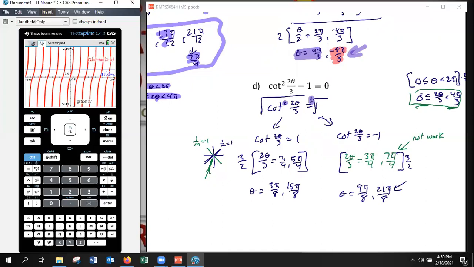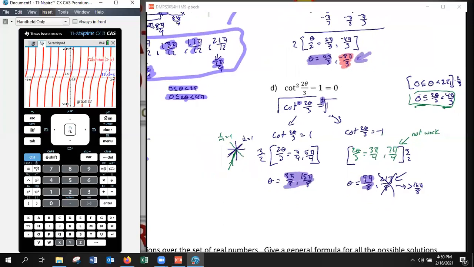21pi/8 is bigger. So this is bigger than 16pi/8. 16pi/8 is 2pi, which is why that is outside the domain from 0 to 2pi. So my only solutions are going to be those three.